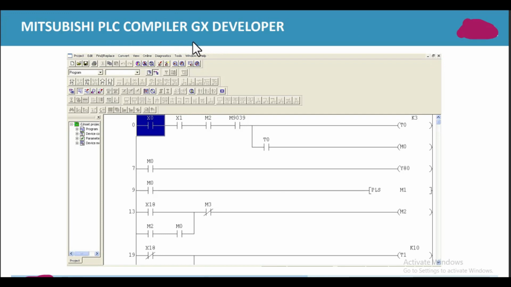Mitsubishi PLC compiler, GX Developer. This is the GX Developer software that we have discussed in detail, and we have a complete series of Mitsubishi PLC programming videos. You can also check it out, and the link will be given in the description. In case of Mitsubishi, input is represented with X: X0, X1, X2. The output is represented with Y: Y0, Y1, Y2, Y3, Y8, and so on, Y80. And M0, M1, M18, M2 are the auxiliary relays used to program.